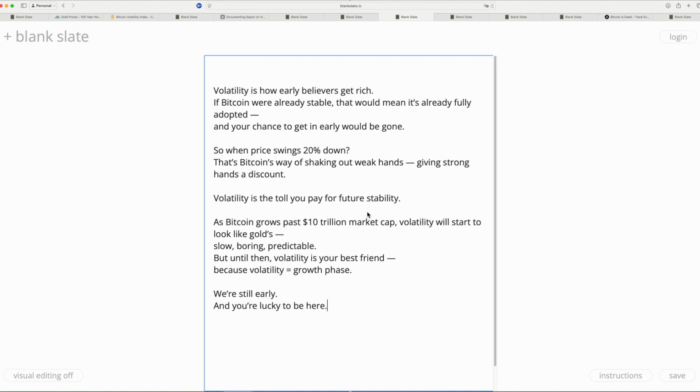Even so, right now, it's not late to buy Bitcoin. We're still early. The market cap is only 2.3 trillion. And I believe there will be a time when Bitcoin's market cap is going to hit 20 trillion or can outperform gold later on.